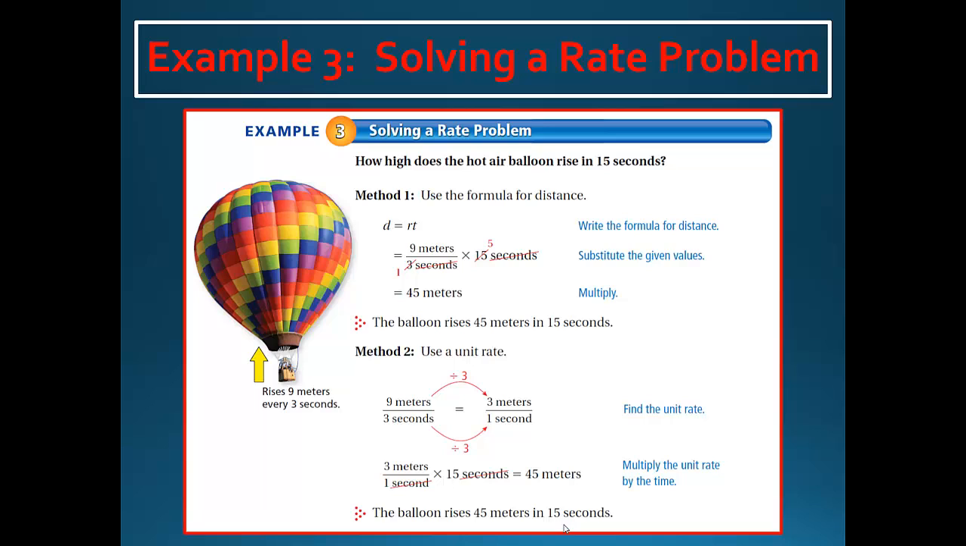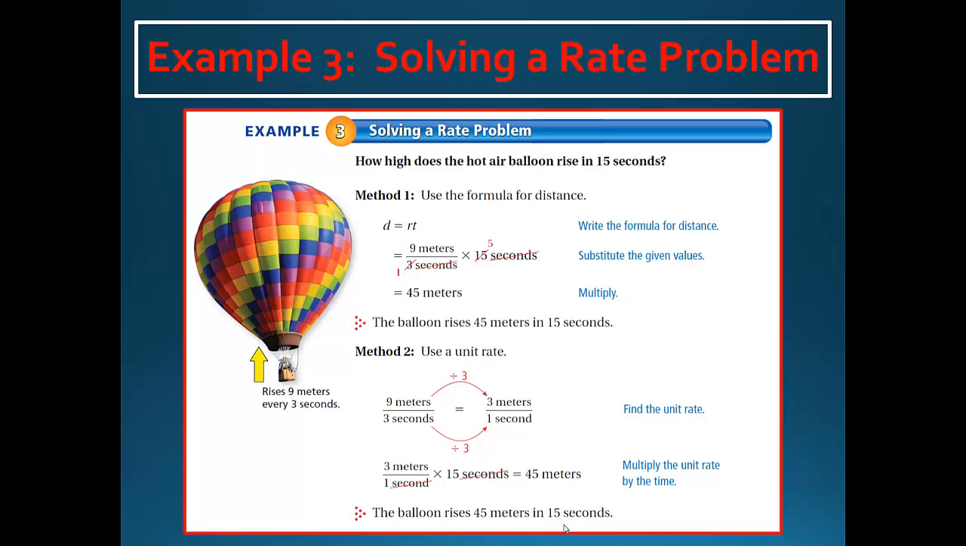Our second method is to use a unit rate. So we can say 9 meters over 3 seconds, and that would be equal to 3 meters over 1 second, because we can divide 3 seconds by 3 and get 1. And if we're dividing the bottom by 3, we also need to divide the top by 3. 9 divided by 3 equals 3. So that's our unit rate, 3 meters per second.